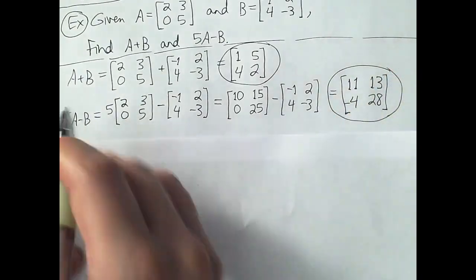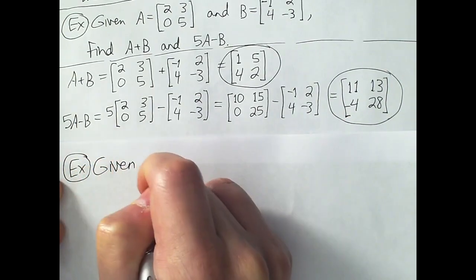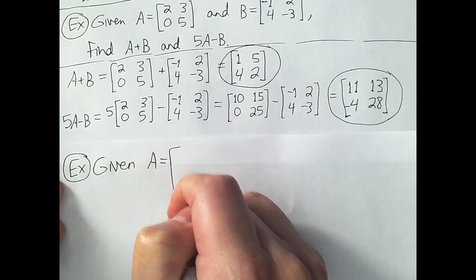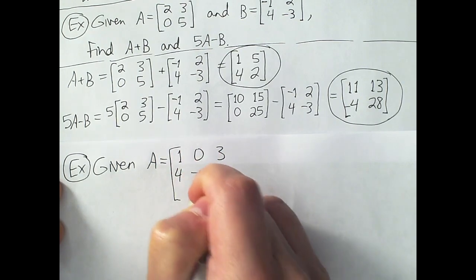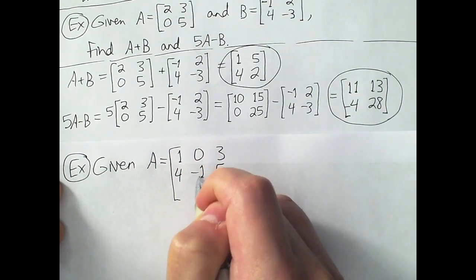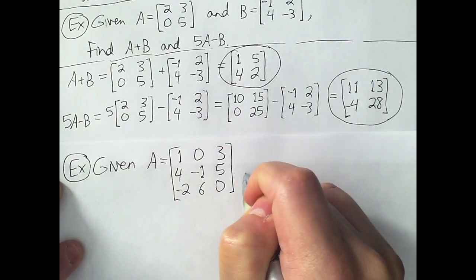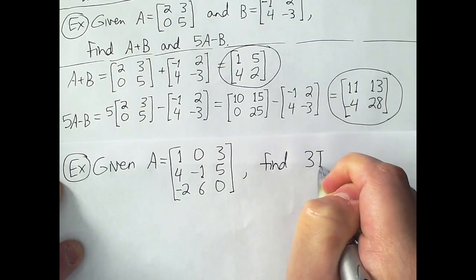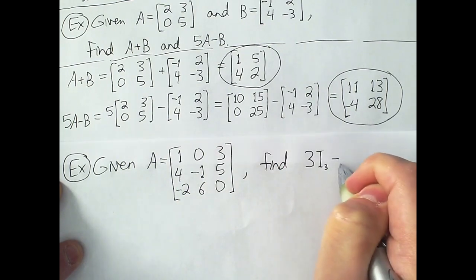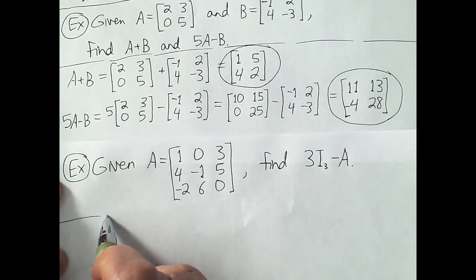I'll give you another one. Let me give you one that's a 3x3 problem. In this problem, you're going to be given A equals 1, 0, 3, 4, -1, 5, -2, 6, 0. And I'm going to ask you to find 3I3 minus A. So take a minute and try this. Pause the video and give it a shot.